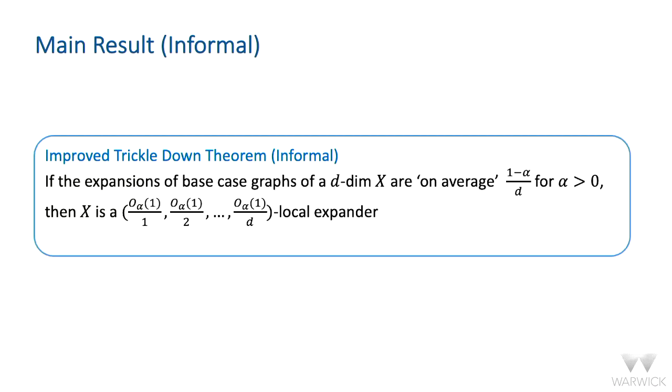Roughly speaking, what we prove is that if the base case graphs on average are 1 minus alpha by d expanders, then you have a local expander. Then you have something like a constant, constant by 2, constant by 3, all the way to constant by d local spectral expander. Okay, to say what we actually prove, I need some definitions.